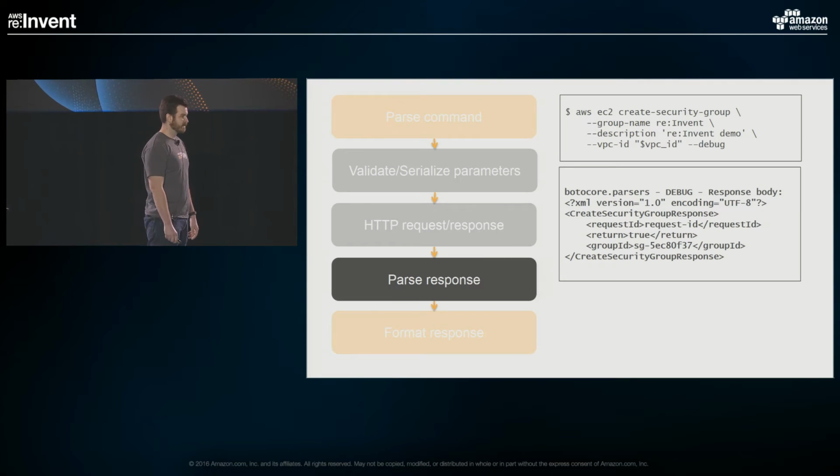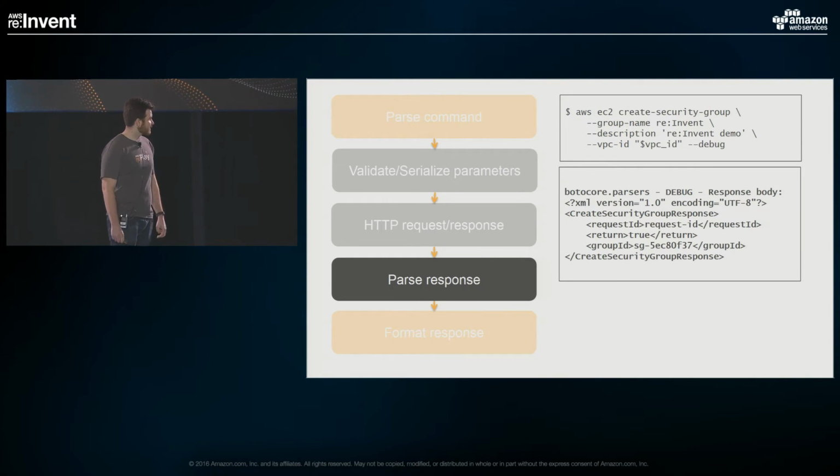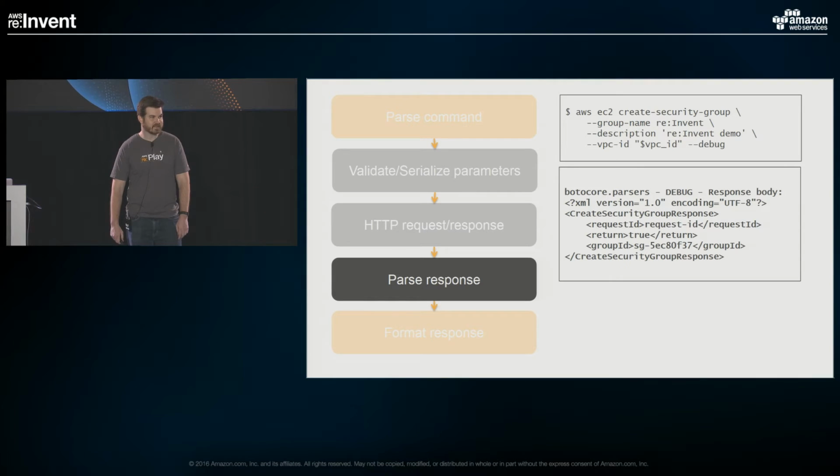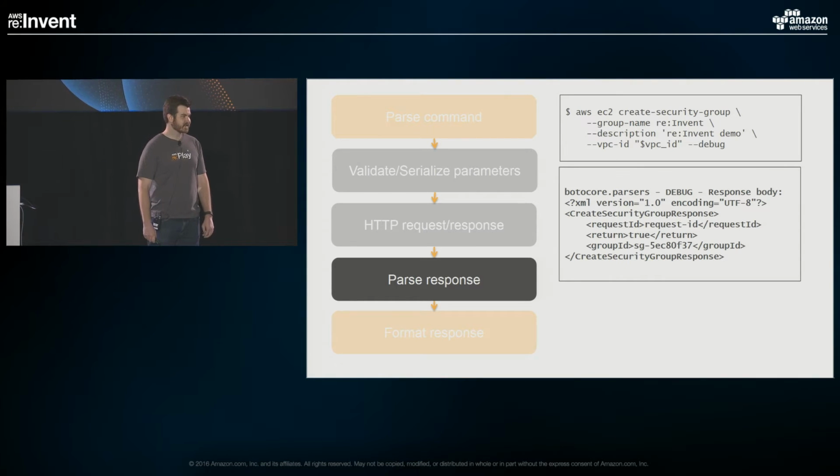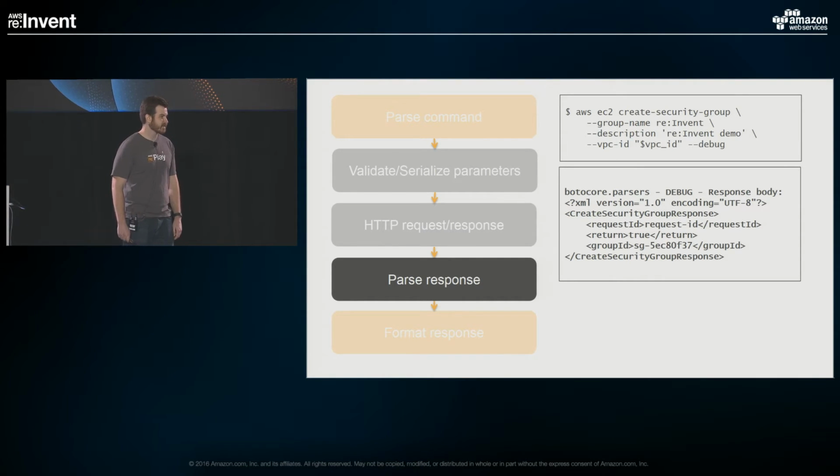You can also figure out what the literal body of your response was. So you notice here on the right that this is XML. This is what EC2 returns to us in the CLI. The CLI actually parses this XML and returns it into that JSON document back. So this hasn't been touched by the parser at all.